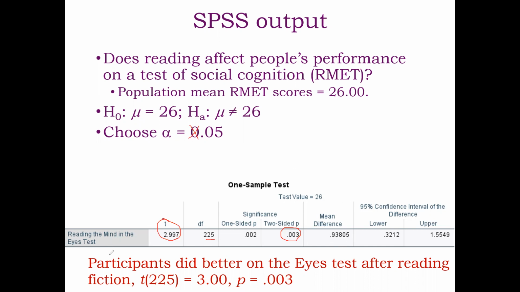So we can say participants did better on the EYES test after reading fiction. And the formal notation is t with the degrees of freedom in parentheses equals 3, because you round to 2 decimal places here, right? p equals 0.003. In other words, reading improves social cognition. All right, that's where the p-value is from.